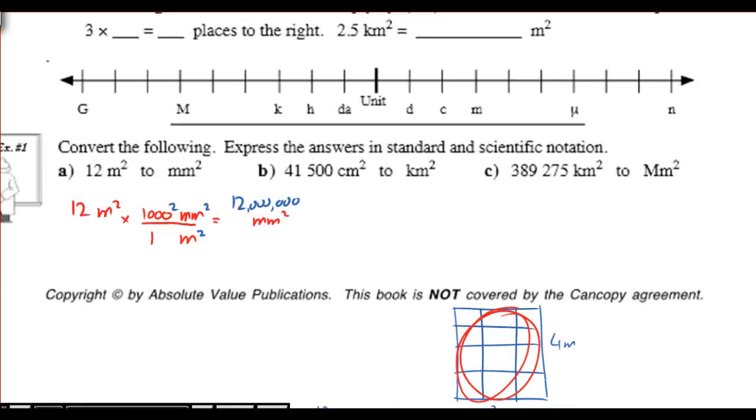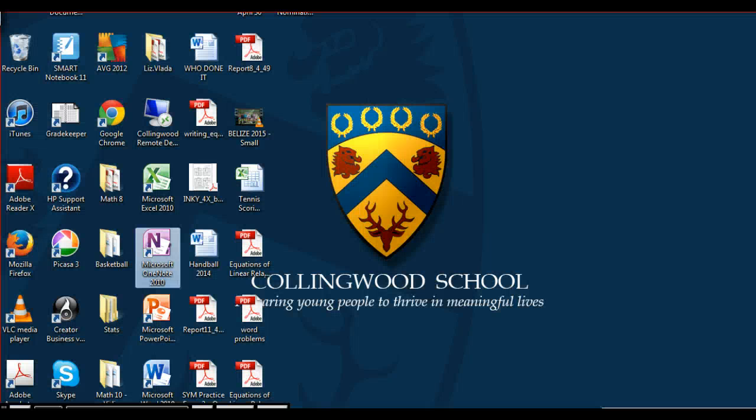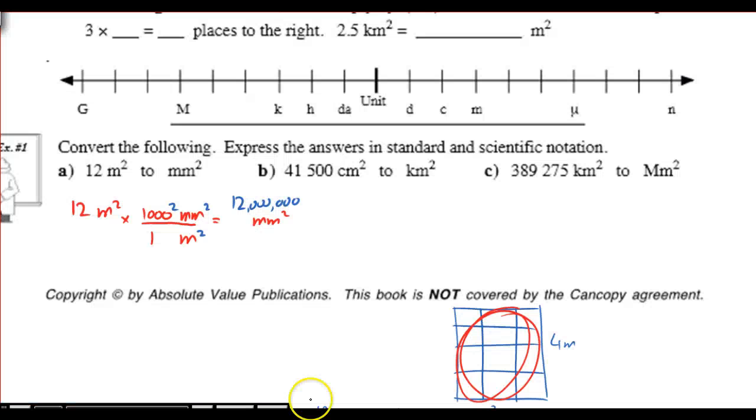Same thing here. Let me do it in green here. So where am I here? There we go.